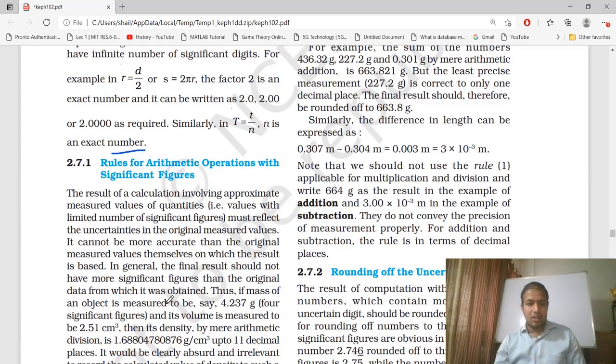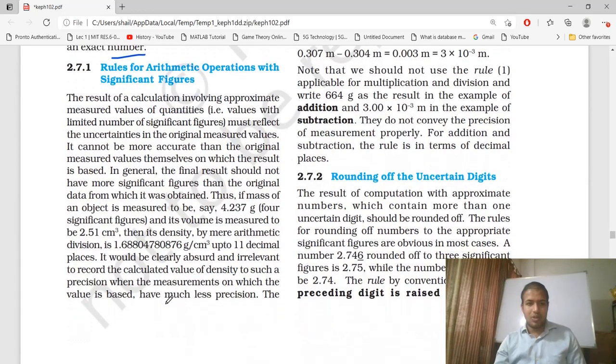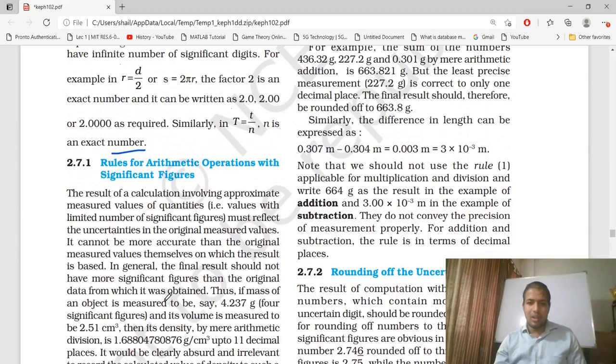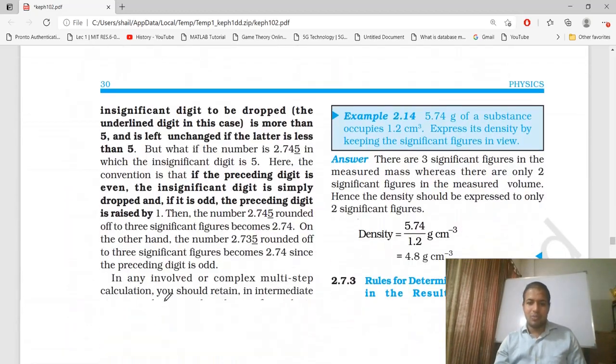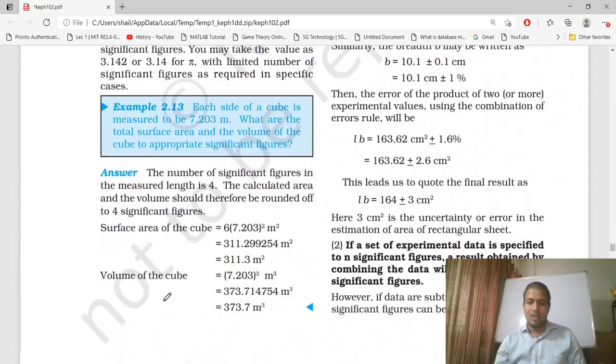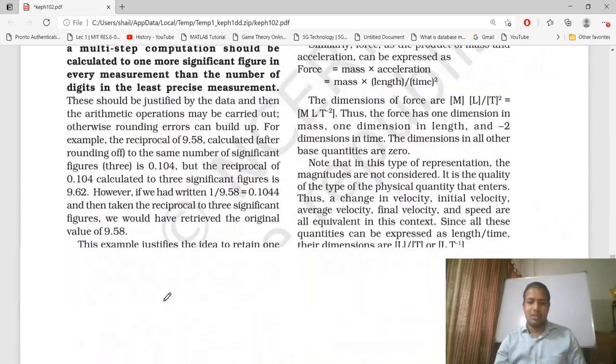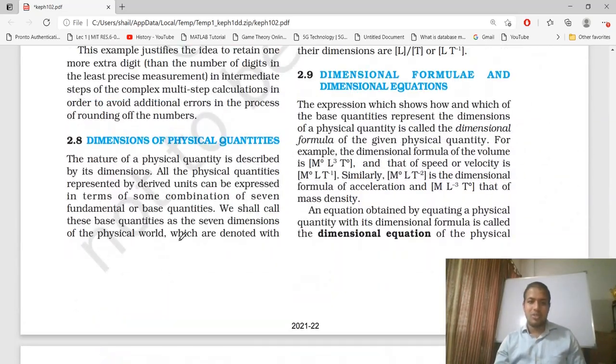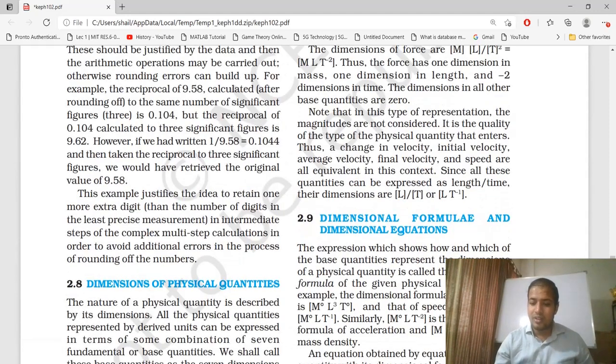Now in the next class we will study the rules and some more rules up to 2.7.3, and then in the next class we will cover the dimensions of physical quantities and dimensional analysis. That's it for today's lecture, and we will stop here.